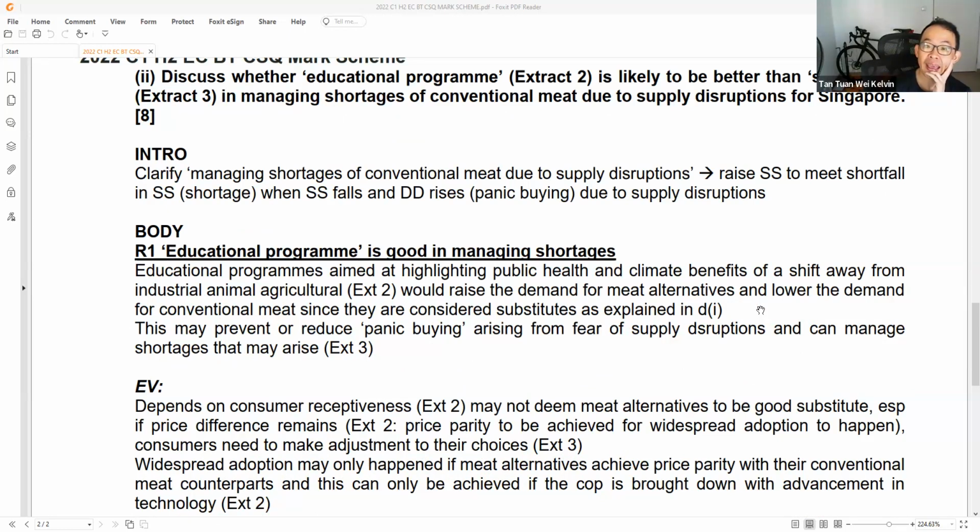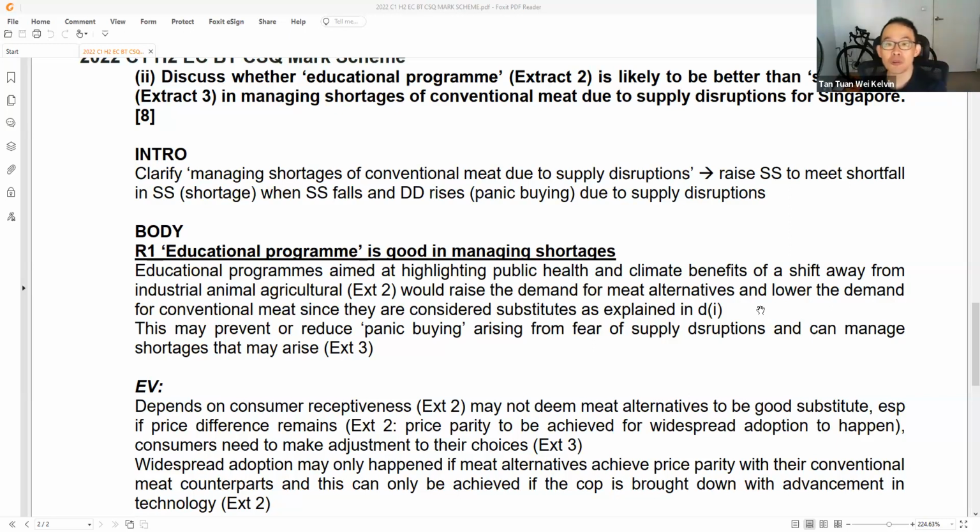When that happens, the shortage will tend to be reduced. You can educate people to eat plant-based meat. That will shift the demand for conventional meat.